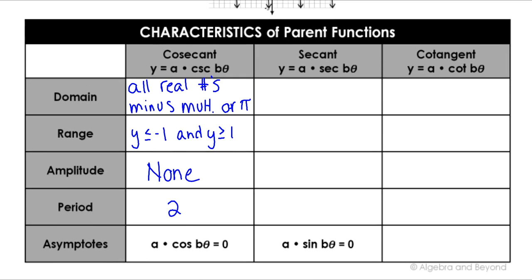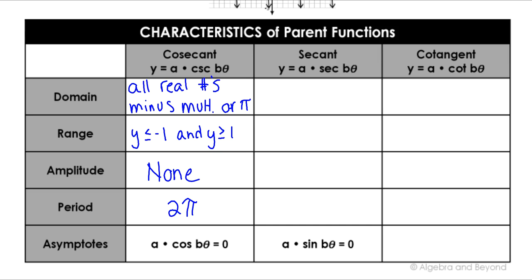The period is still 2 pi, so it still takes 2 pi to complete one whole cycle. And then our asymptotes are going to happen at those same kinds of things, but with cosecant, it's going to be a times the cosine of b theta. And when that is 0, that's when we're going to get asymptotes.